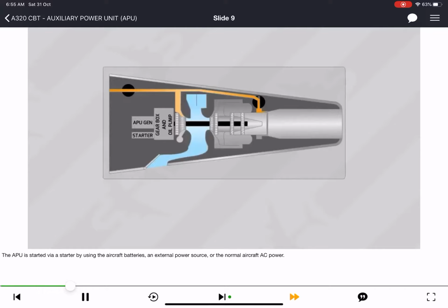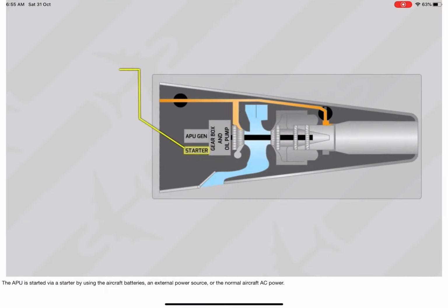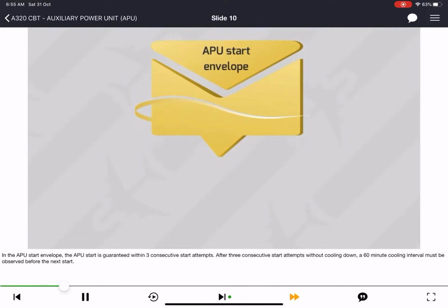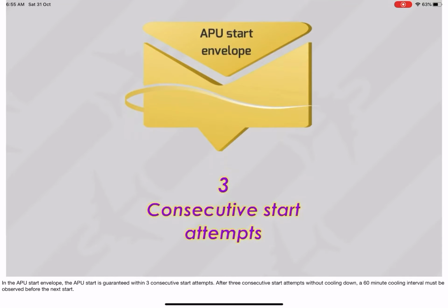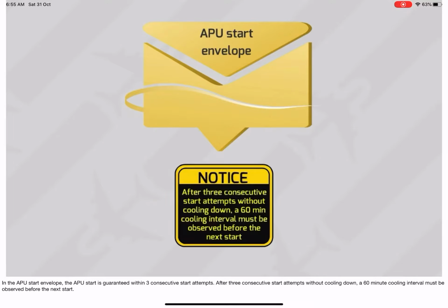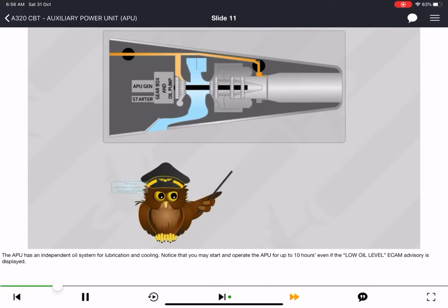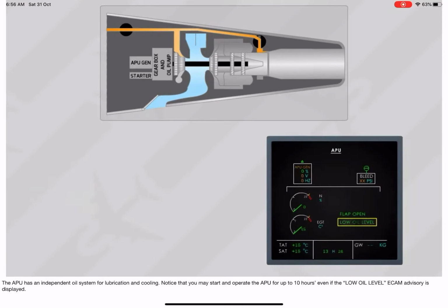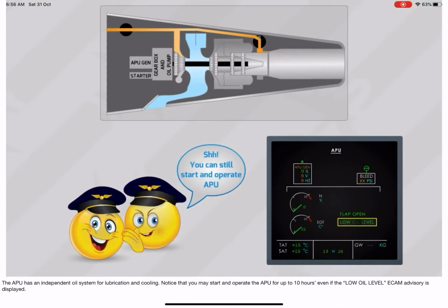The APU is started via a starter by using the aircraft batteries, an external power source, or the normal aircraft AC power. In the APU start envelope, the APU start is guaranteed within 3 consecutive start attempts. After 3 consecutive start attempts without cooling down, a 60-minute cooling interval must be observed before the next start. The APU has an independent oil system for lubrication and cooling, noting that you may start and operate the APU for up to 10 hours, even if the low oil level ECAM advisory is displayed.